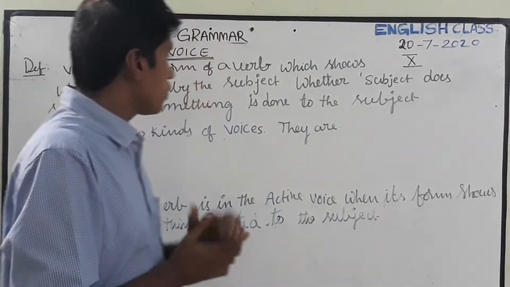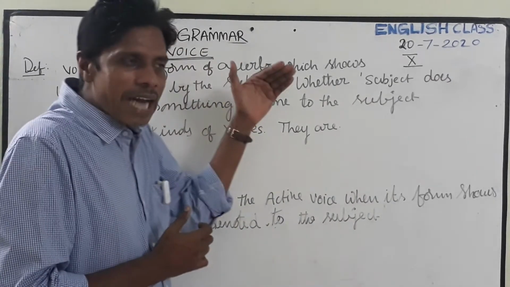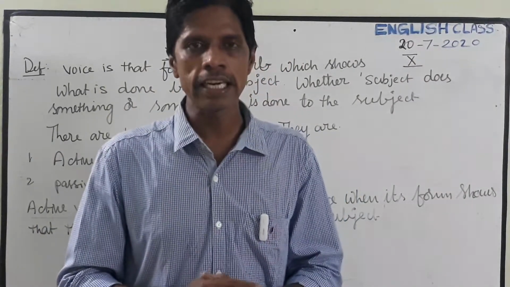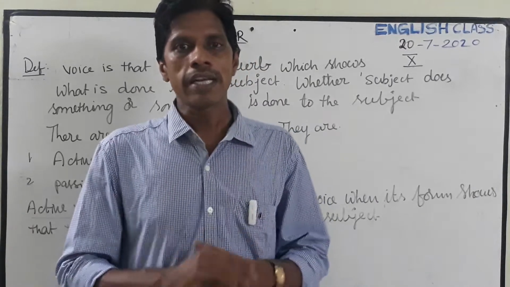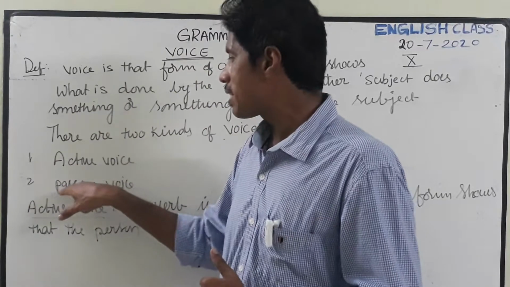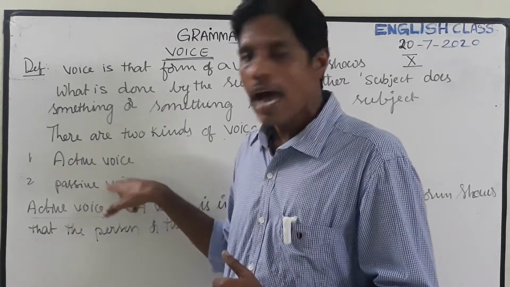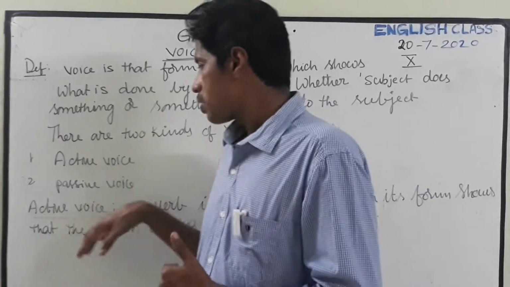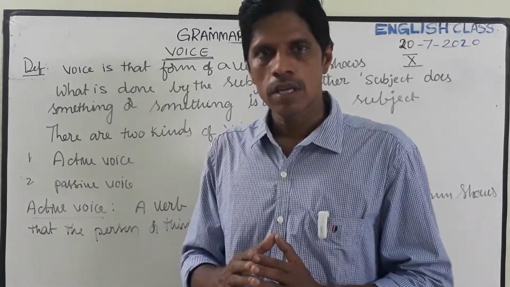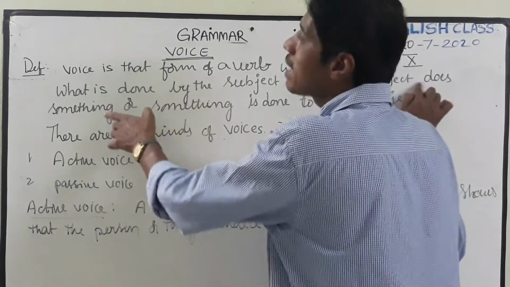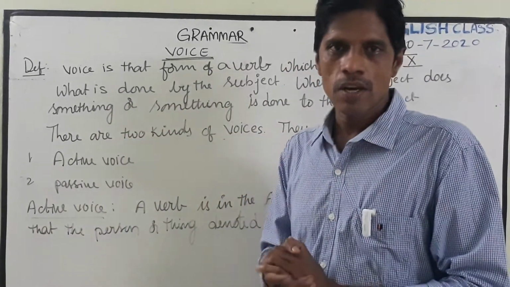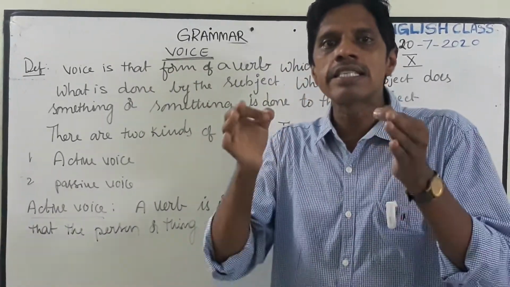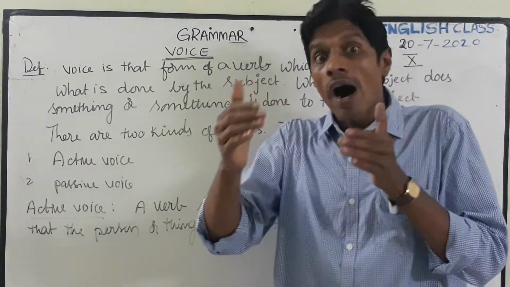What are the kinds of voices we have? There are mainly two kinds of voices in English, namely active voice and passive voice. The first one is active voice and the second one is passive voice. What is the active voice? In active voice, the subject does something. When something is done to the subject, that is passive voice. That is the concept and definition of voice.